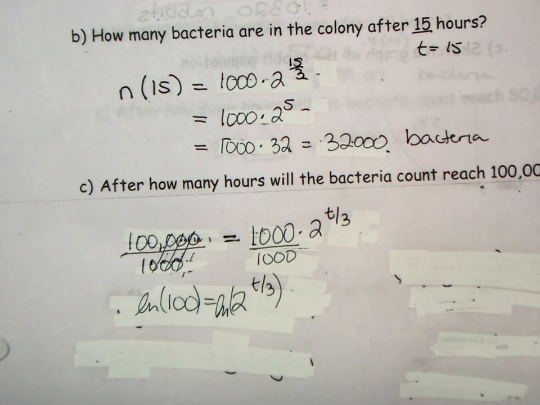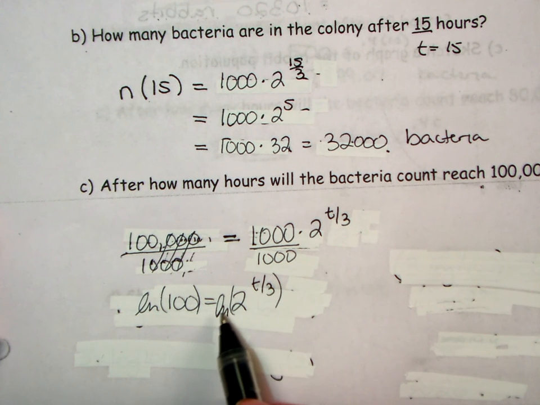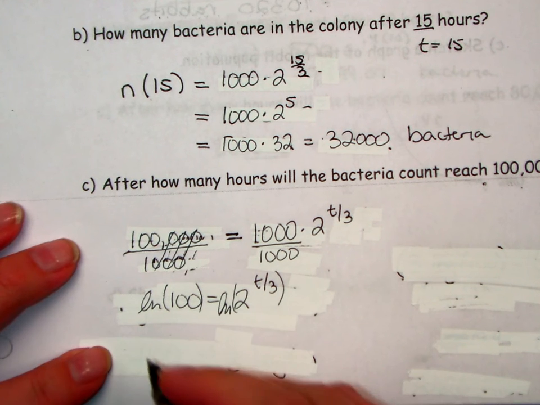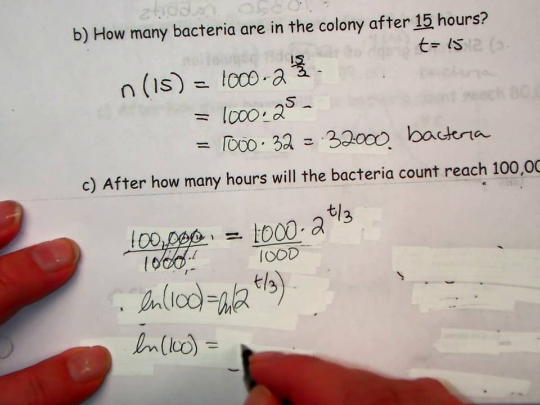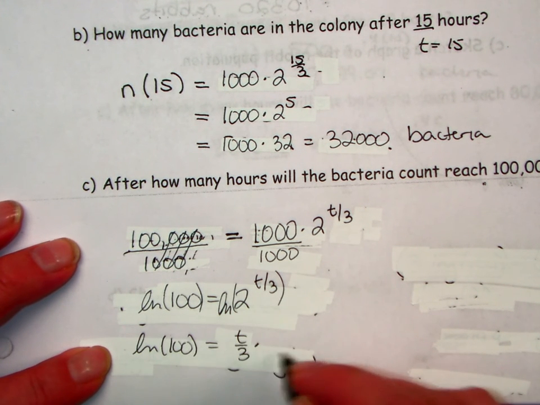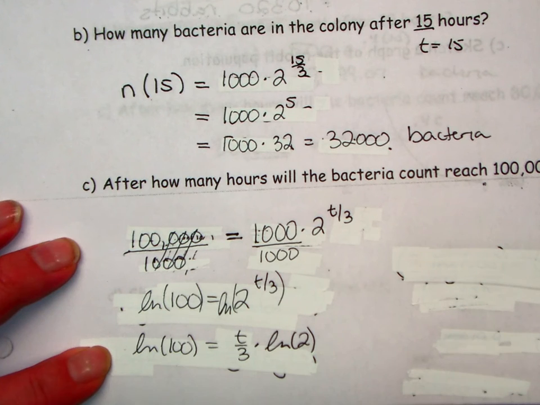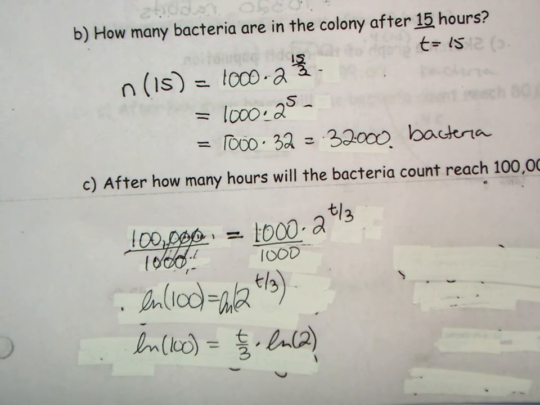And that'll allow me to bring the t over 3 out in front of ln. Now ln and 2 don't have bases, so those aren't going to cancel. We're going to just get ln of 100 equals t over 3 times ln of 2. All right, so I want to solve this for t.